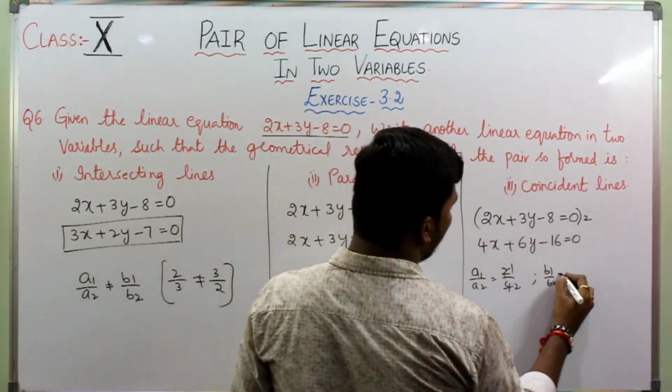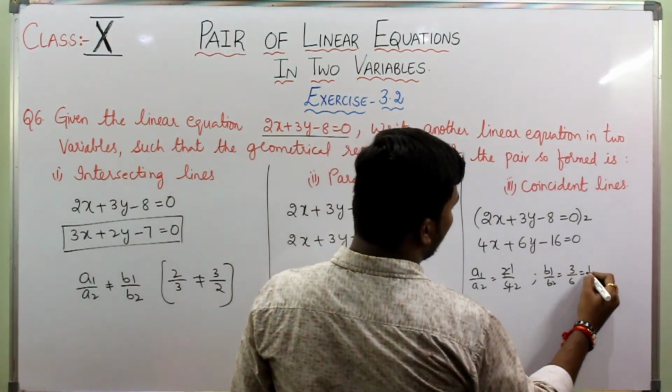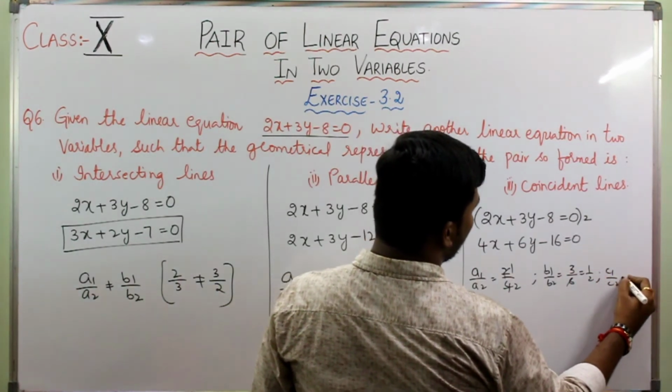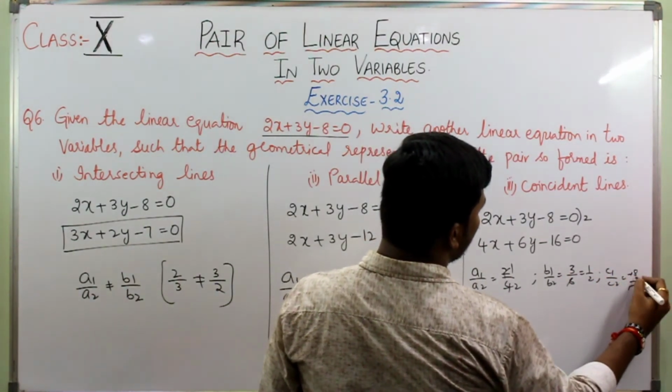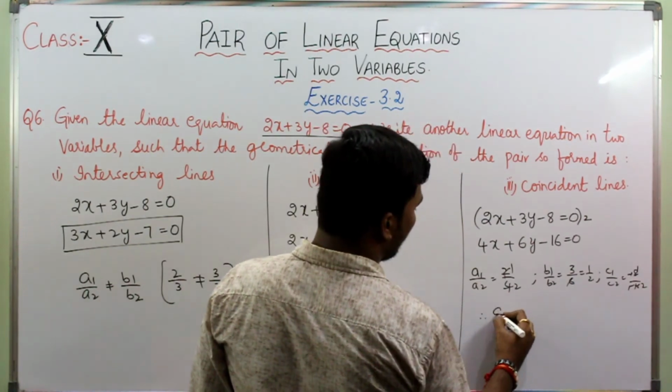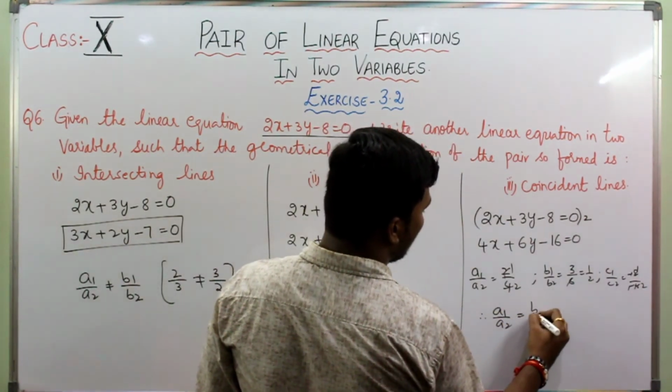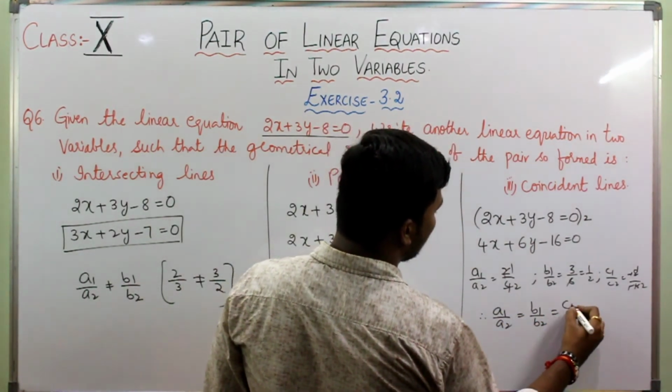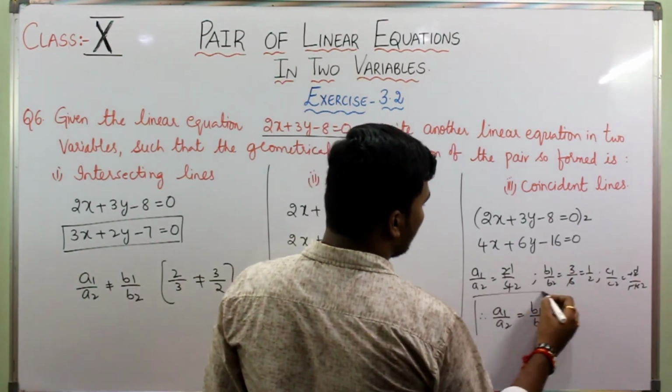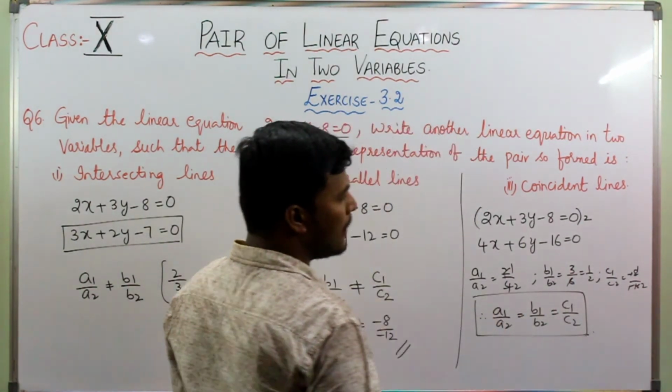b1 by b2 is nothing but 3 by 6, which is nothing but 1 by 2. As well as c1 by c2 is nothing but minus 8 by minus 16, which is 1 by 2. So therefore a1 by a2 is equal to b1 by b2 is equal to c1 by c2. So therefore they are forming coincident lines.